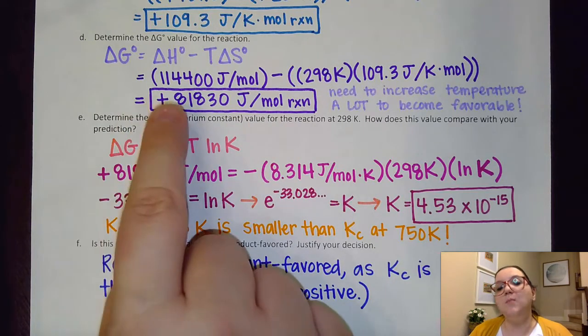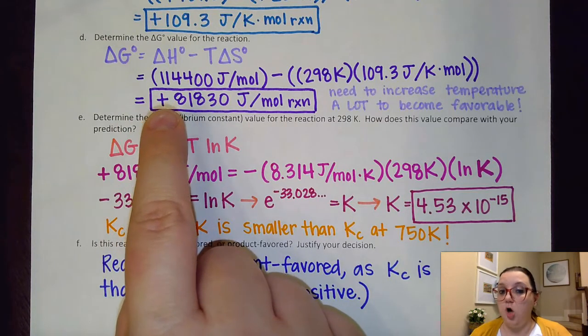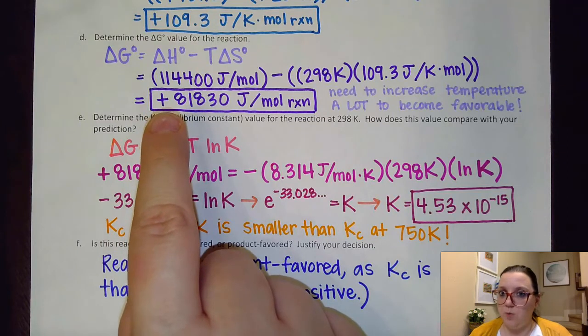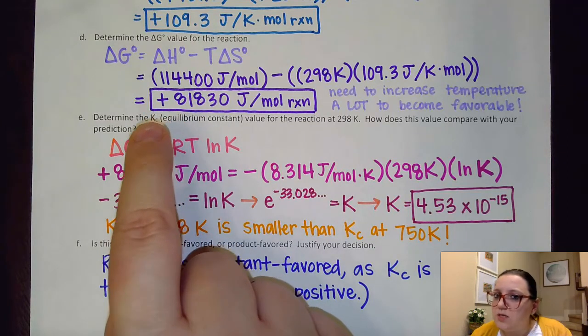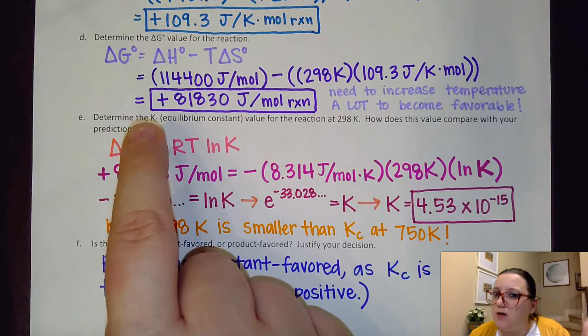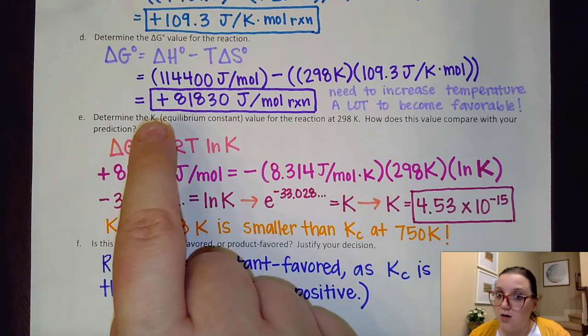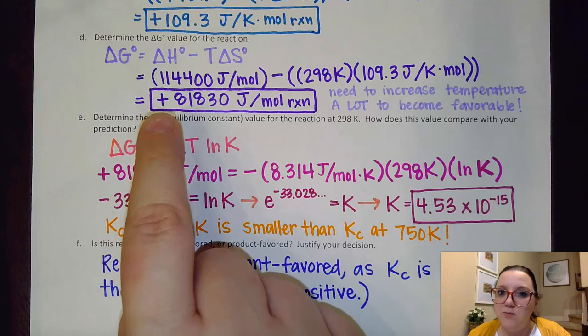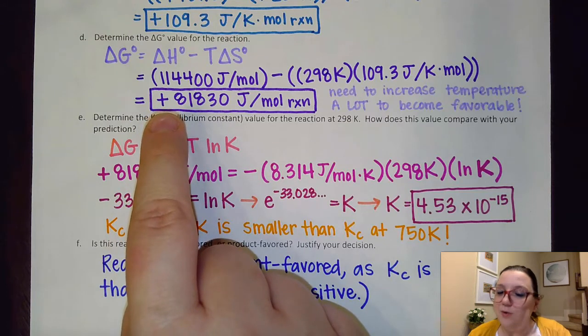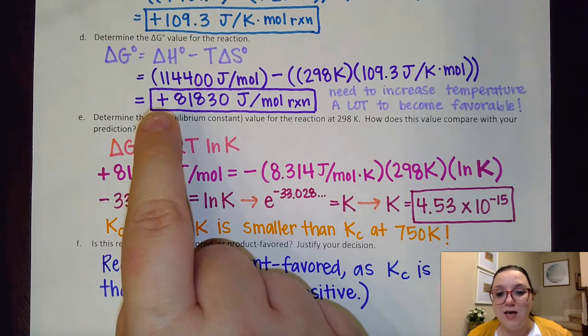Now, notice that did come out positive. So that means this is not thermodynamically favorable, right? Most of this is going to stick as the reactants and very little is going to make products. What does that mean about our K value? We should be seeing hopefully a really small K value, something less than 1. So we'll find out here in a minute if that was the case.